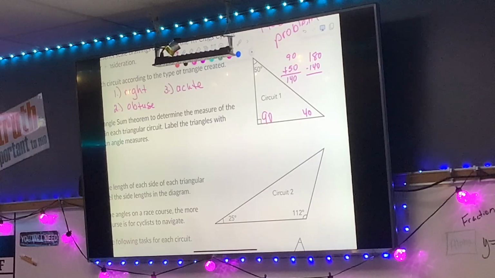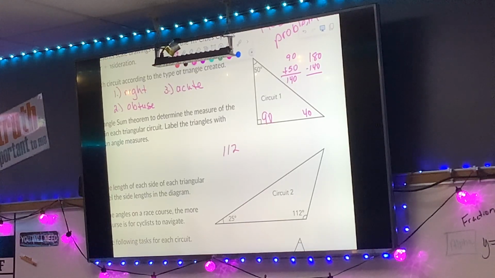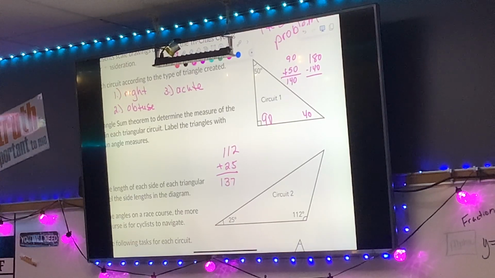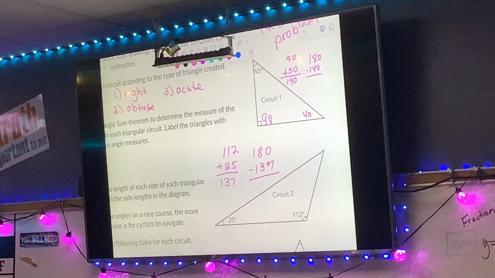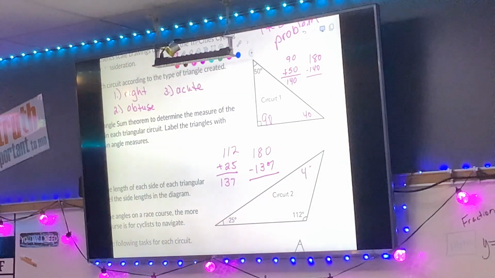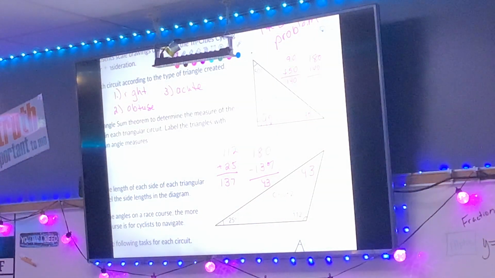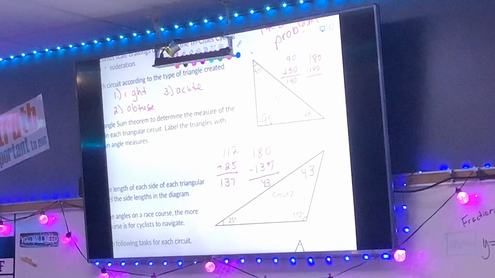Okay. If I'm looking at my next one, what am I going to do? Add the other. Add 112 and 25. What do you get? 137. 137. And then I'm going to subtract that from 180. 43. And you get 43. You do the bottom one. Circuit 3.